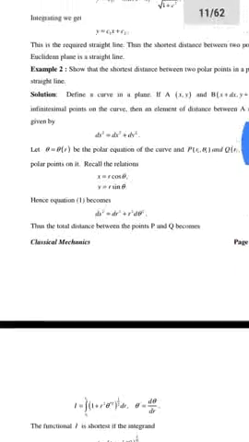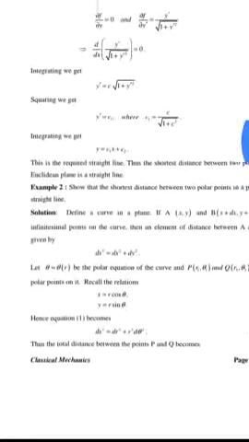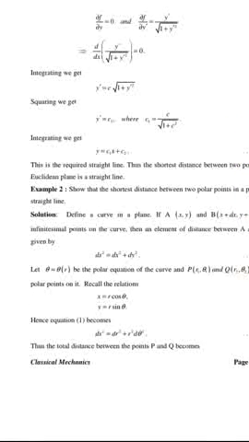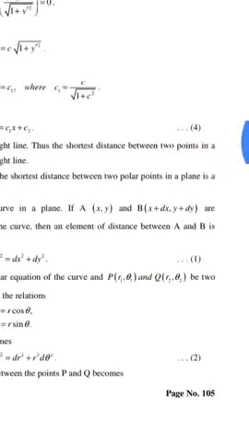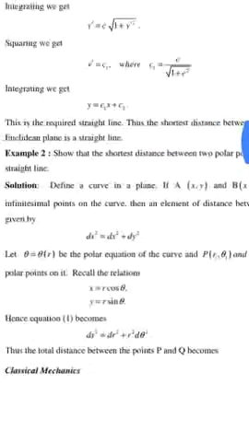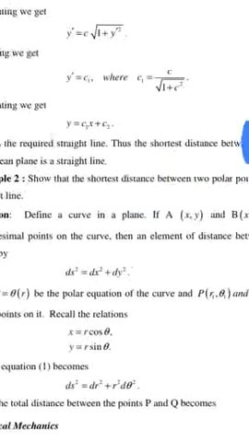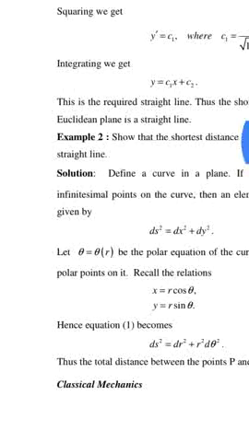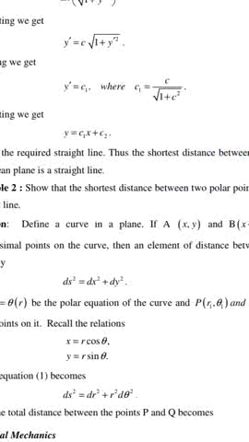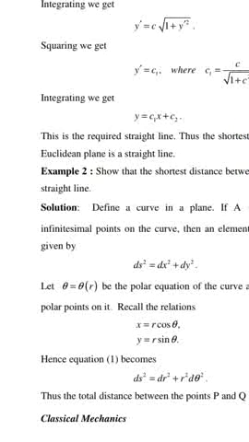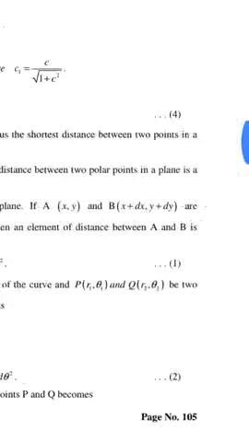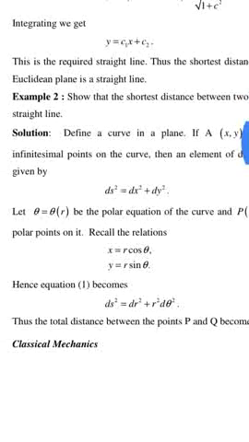Today I will discuss examples on Euler-Lagrange differential equations. Now see your example. Show that the shortest distance between two polar points in a plane is a straight line. In the last lecture, we studied that the shortest distance between two Cartesian points is a straight line. In a similar way, we have to show that the shortest distance between two polar coordinates is a straight line.